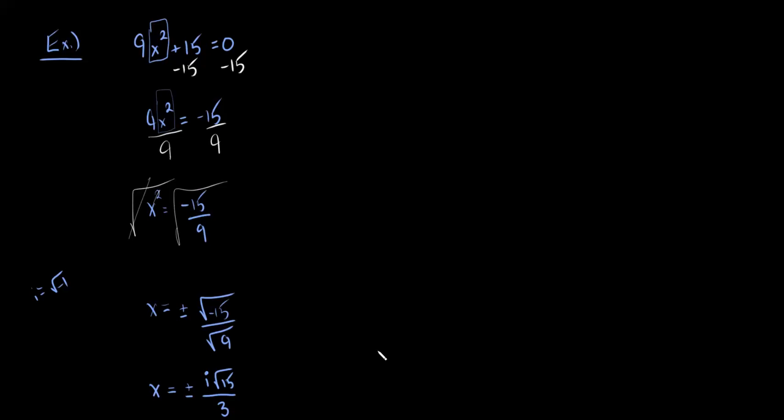I want to go over another example that looks just a little bit different. So what if we had something like this? 4 times the quantity of x plus 5 quantity squared minus 49 is equal to 0.